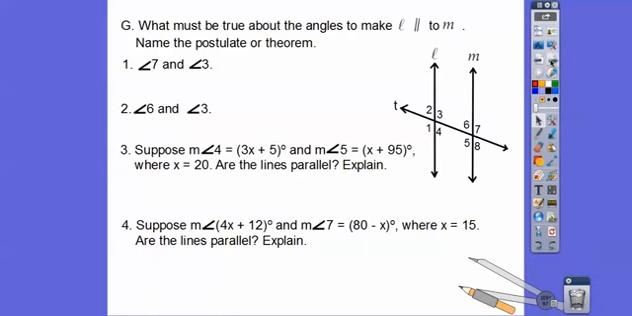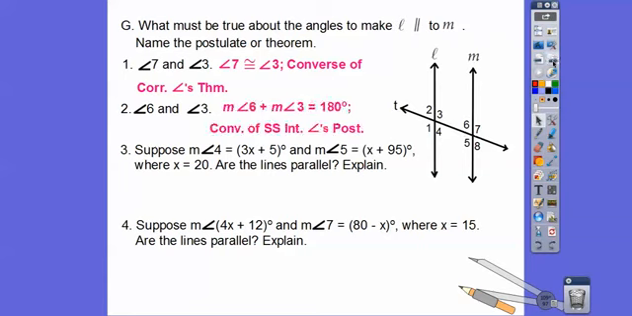Okay, one more piece. All right, so what must be true about the angles to make L parallel to M? Name the postulate or theorem. Okay, what must be true about angles 7 and 3? To make these lines parallel, they must be congruent because they're corresponding angles. Okay, how about 6 and 3? 6 and 3 must be supplementary because they're same-sided interior angles, to make those lines parallel.